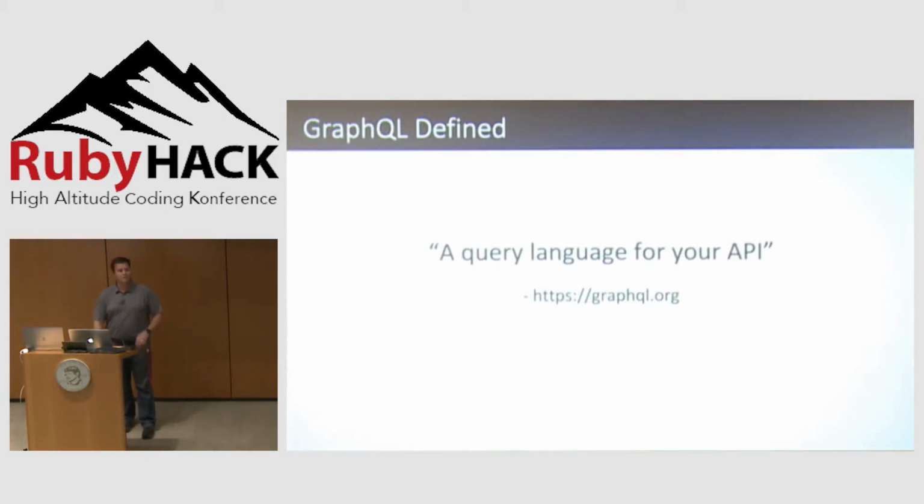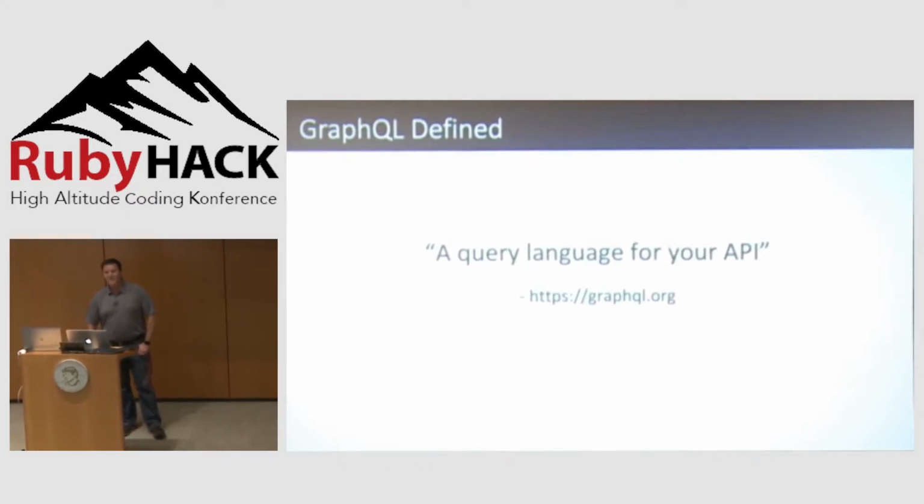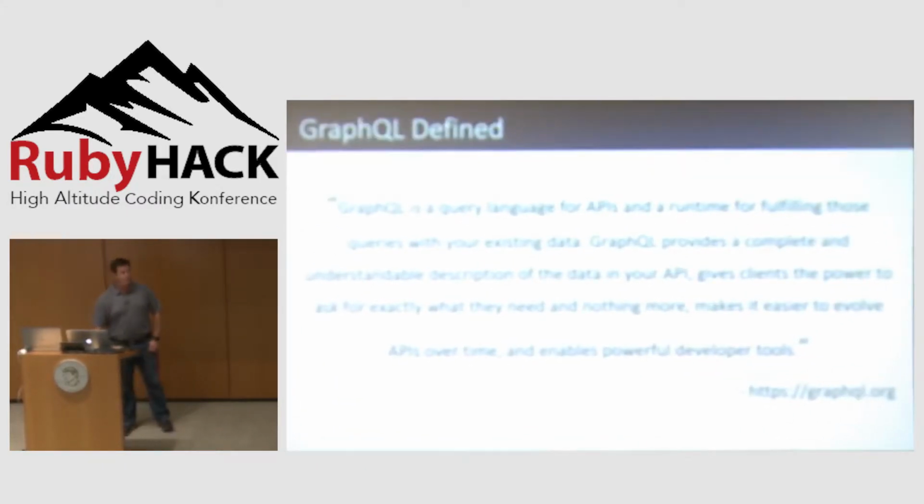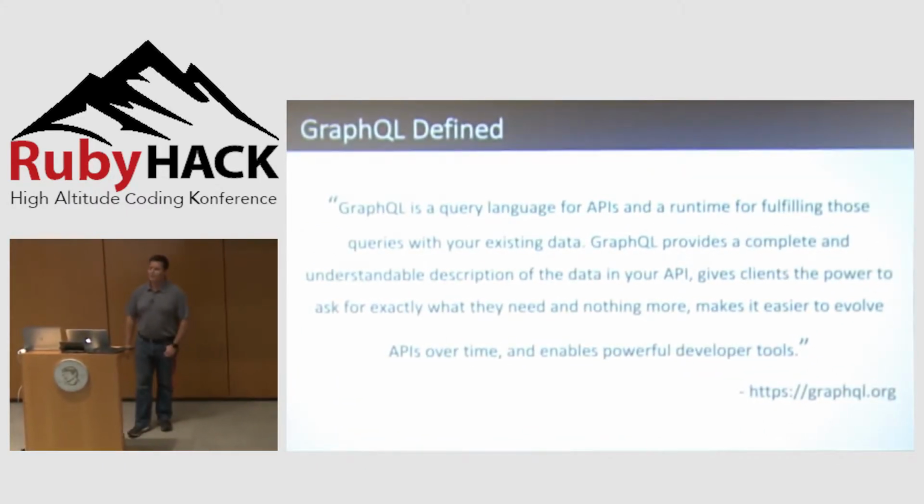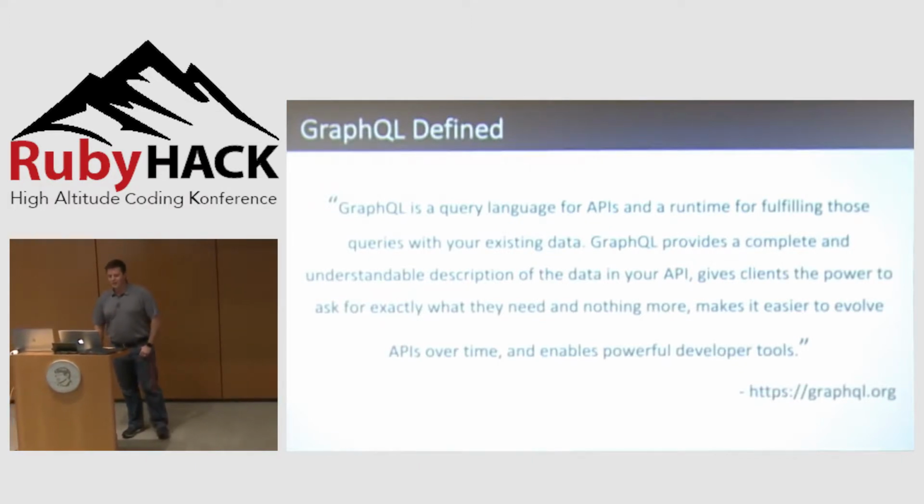So, GraphQL defined: a query language for your API. Well, that's not exactly helpful. But don't look at me, I didn't come up with it. This is straight from the GraphQL.org website. So what does it mean exactly? Well, they offer a follow-up paragraph to that terse definition.